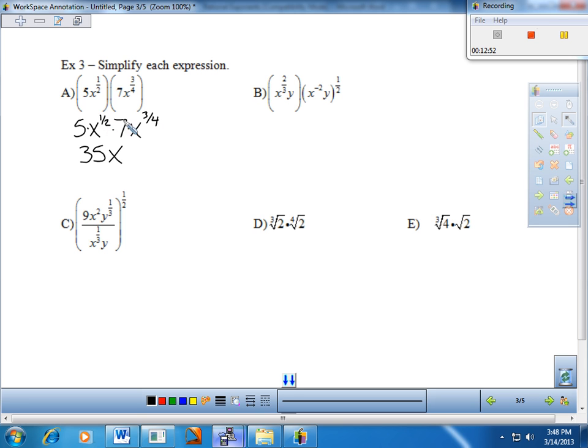So 1/2 plus 3/4, get a common denominator. So I'm thinking of this as 2 over 4 plus 3 over 4. And so when I multiply powers, I keep the base and add the exponents. 2/4 and 3/4 would make 5/4. And I'm liking that as a final answer. I wouldn't really do much with that.